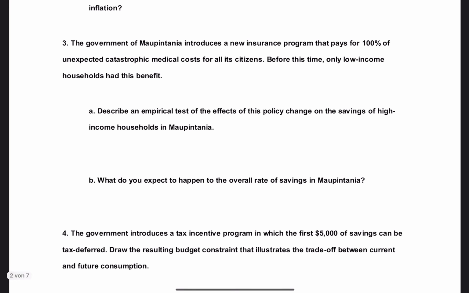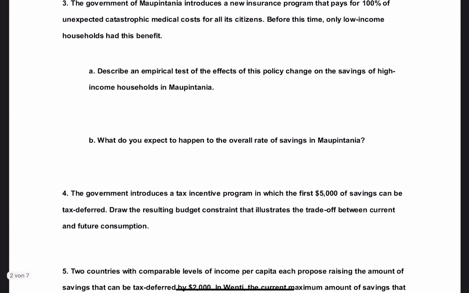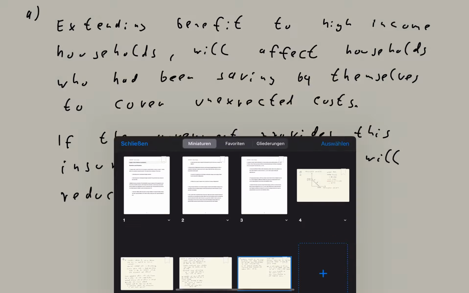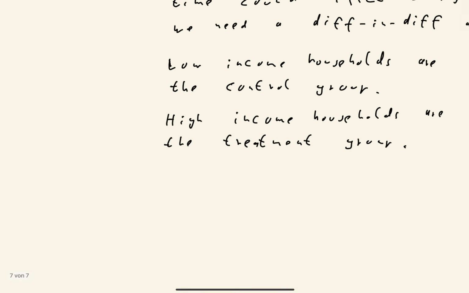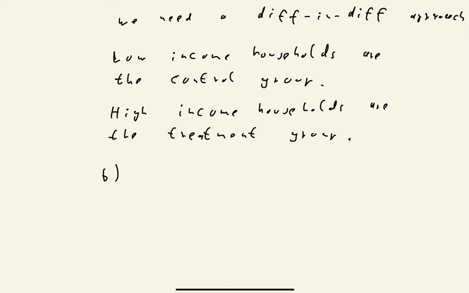So sub-exercise B: what do you expect to happen to the overall rate of savings in Mauritania? So we can write this down here. It's a quite short answer.